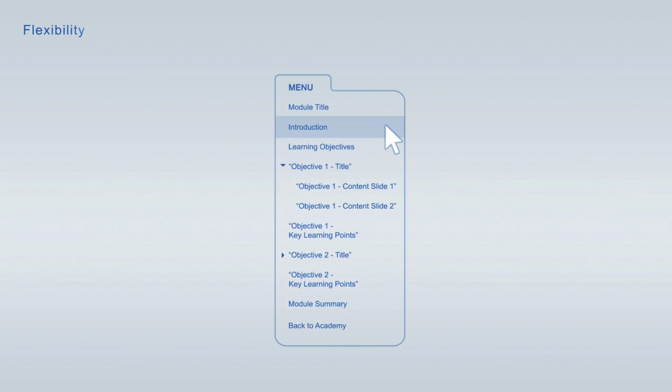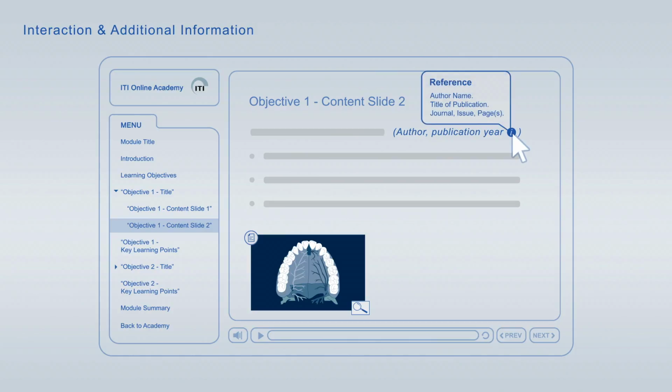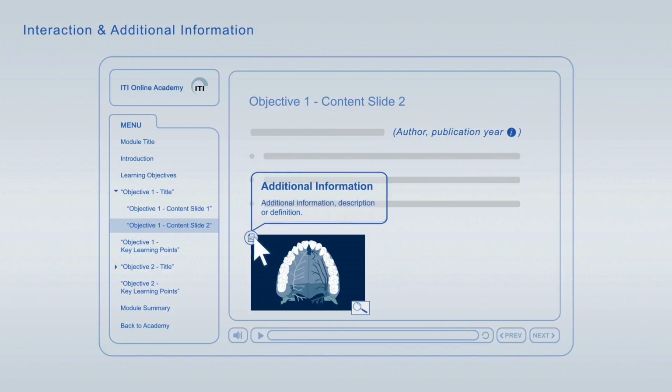You are free to jump from item to item at any time using the module navigation. If you interrupt a viewing session, you can always resume it at a later time, at the exact point where you left off. The slides are enriched with interactive elements. You can expand literature references to get detailed information about the publication. In addition, you can look up definitions of specific terms, get further information about images, and enlarge images to scrutinize them in more detail.